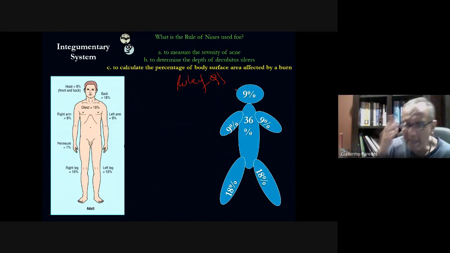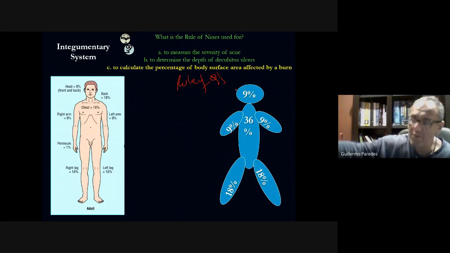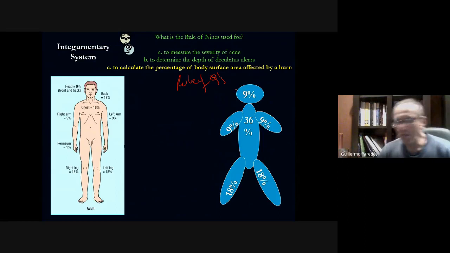9%, the head. Now, each arm has the same 9% area. That means anteriorly you have 4.5% and posteriorly you have another 4.5%. So in total, the upper extremity is 9%. So 9%, 9%, 9%. We okay with that?